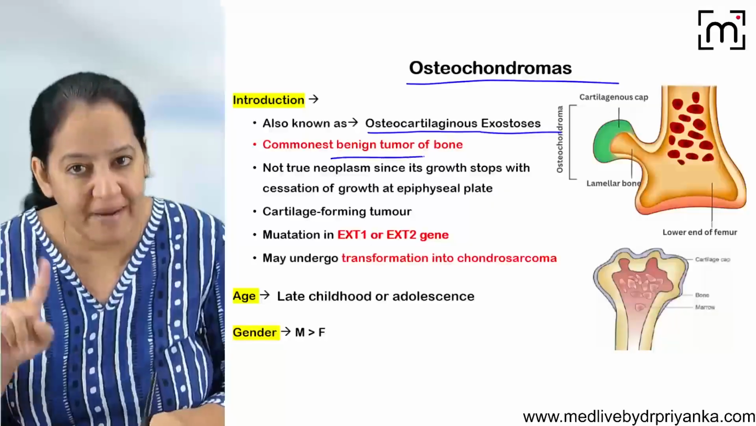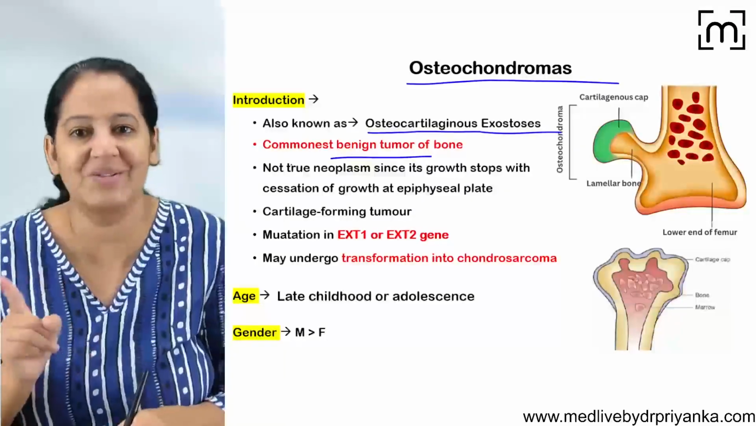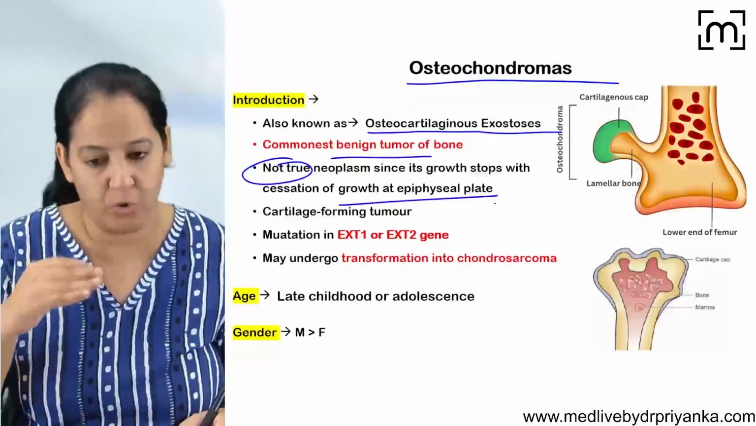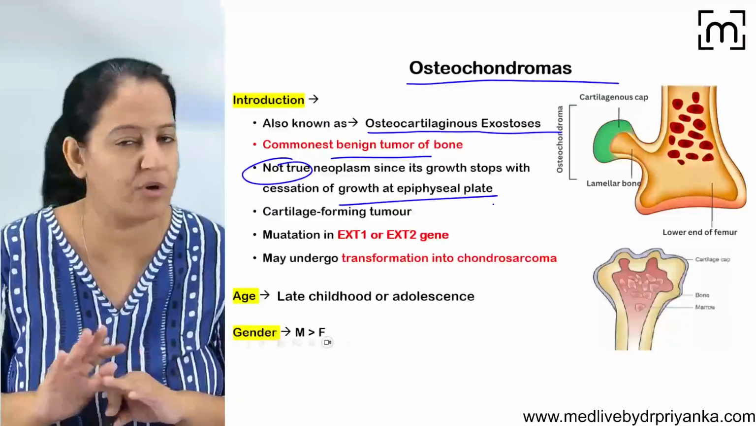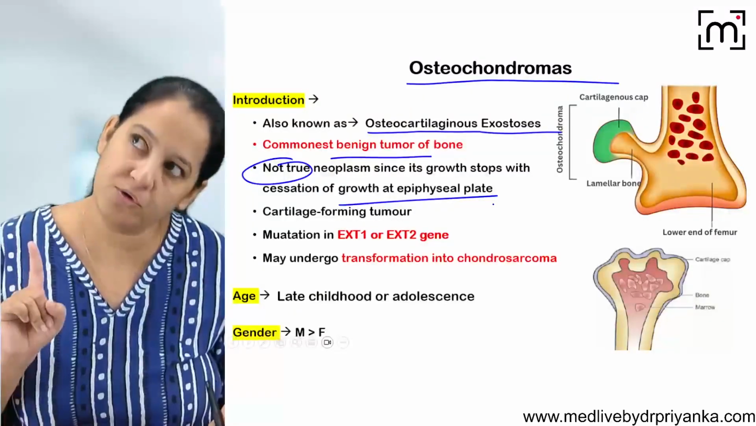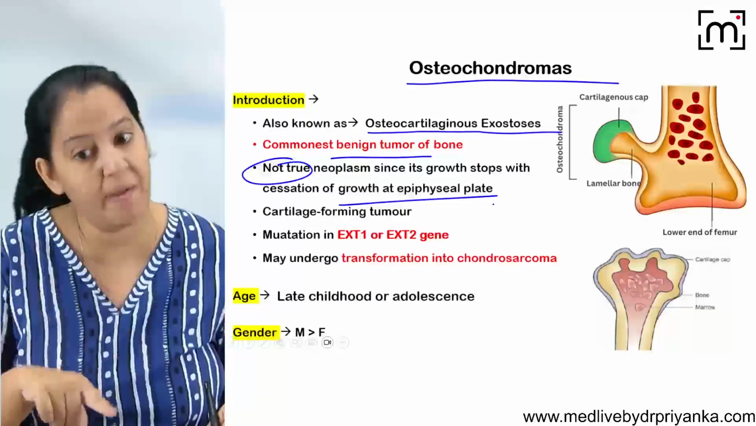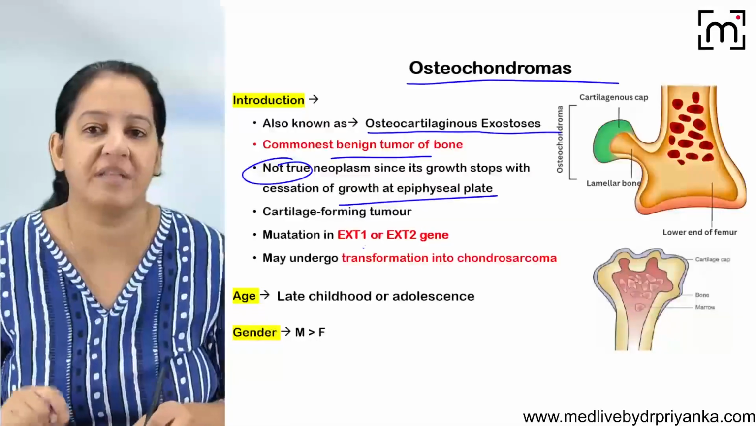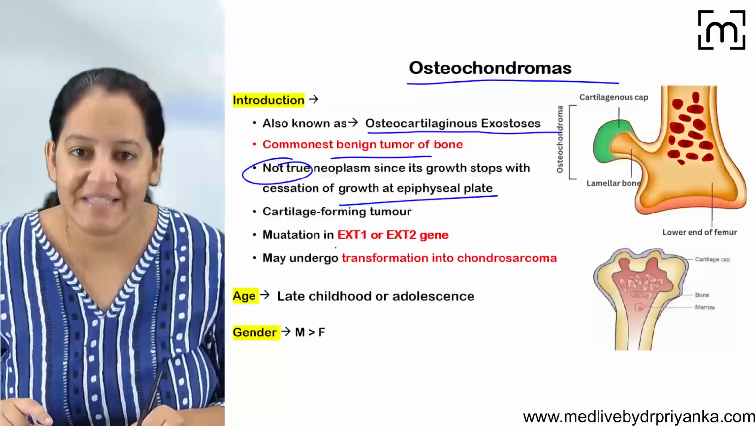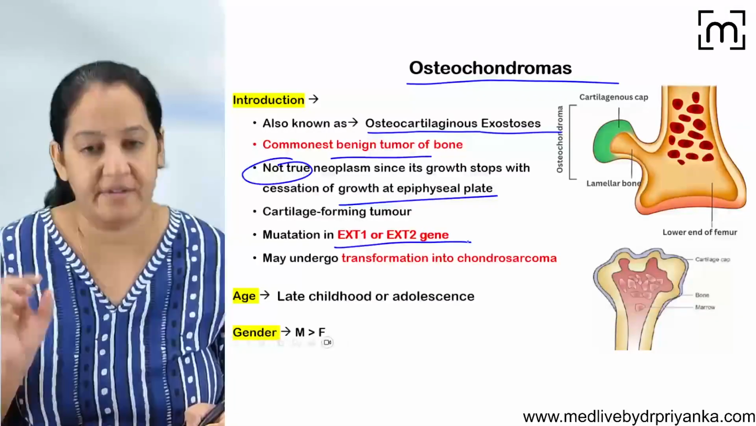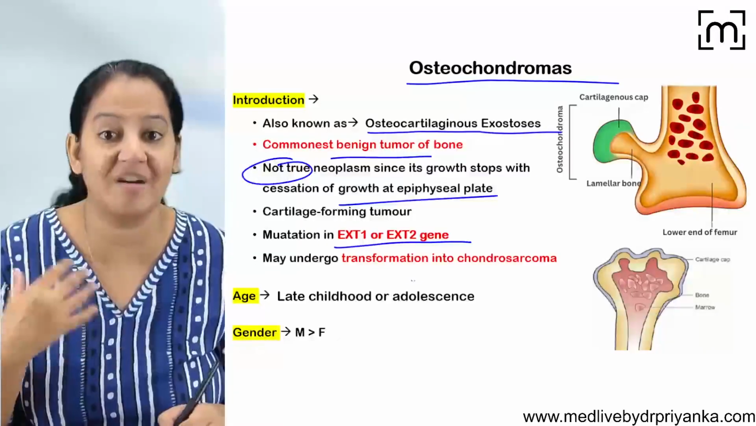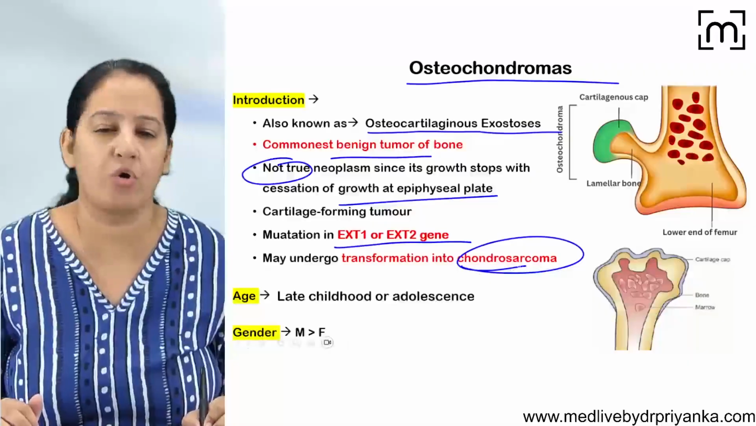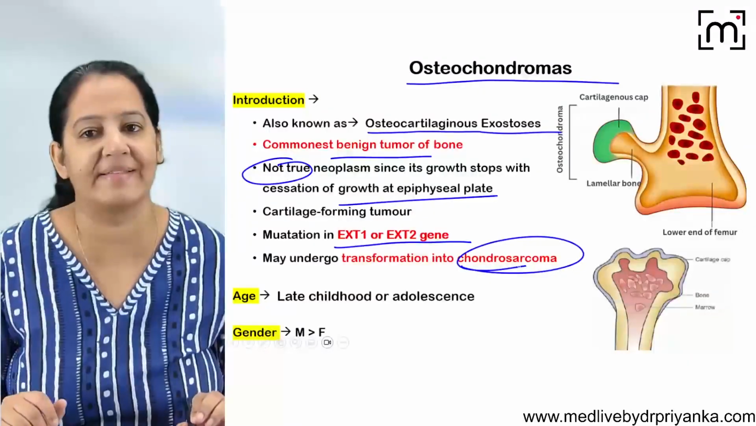It is the most common benign tumor, but it's not a true neoplasm because the growth ceases after the closure of the growth plate. That's why it's not a true neoplasm. It's the most common benign tumor, but most common true benign tumor is osteoid osteoma. You have to mind it. It occurs due to mutation of a gene. The name of the gene is EXT1 or EXT2 gene. It occurs due to mutation of these 2 genes, and sometimes it's benign, but it can convert into malignancy, that is osteochondrosarcoma. Rarely it converts into malignancy.